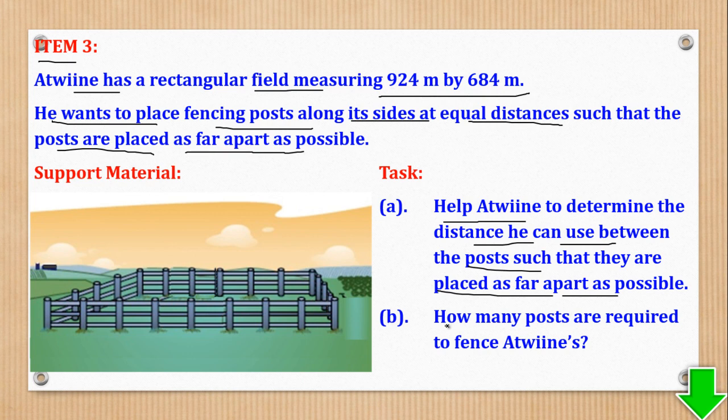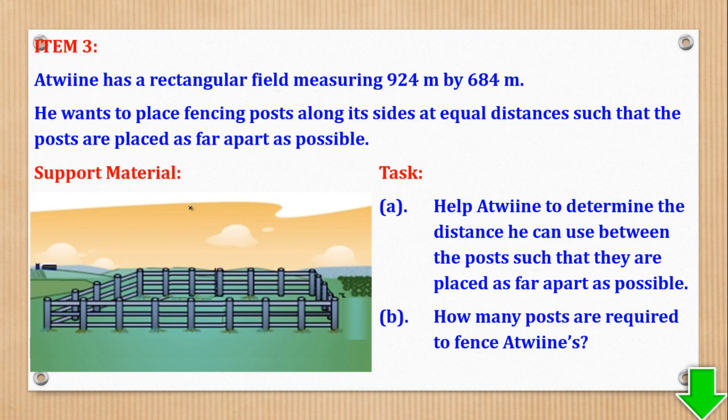Part B, how many posts are required to fence a twinny's field? So when they say as far as possible, that becomes a highest common factor. So we shall come and get the HCF of these two measurements.